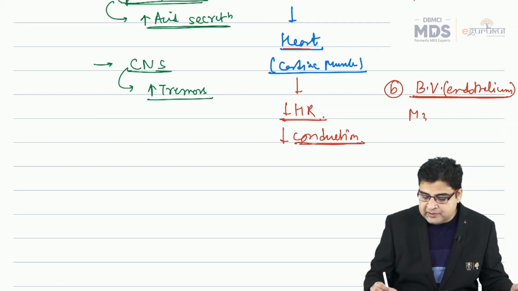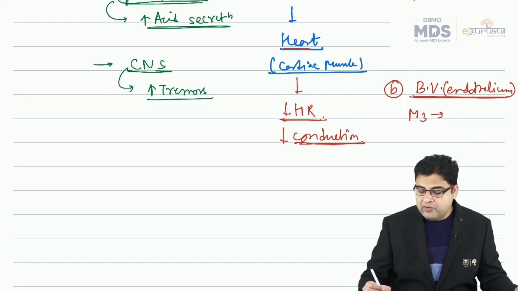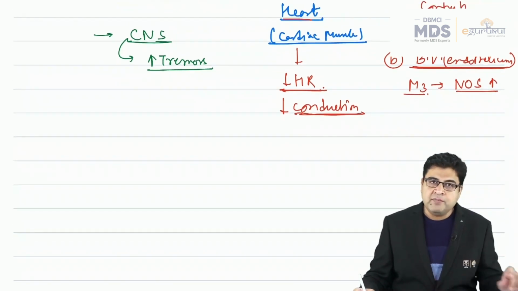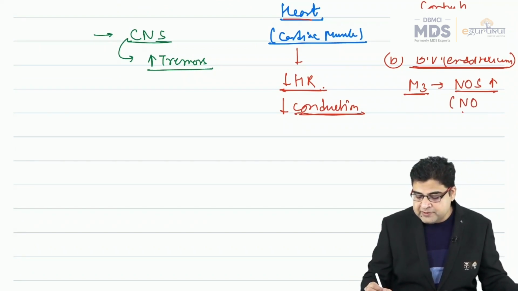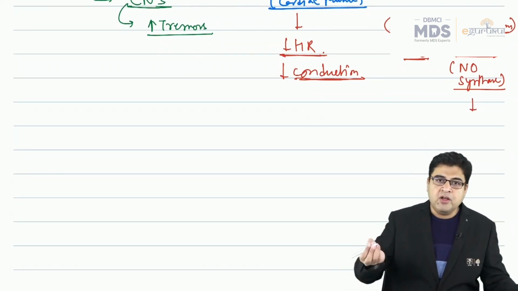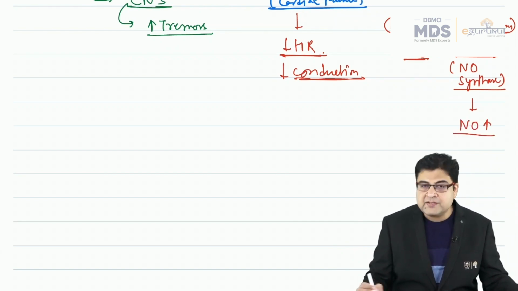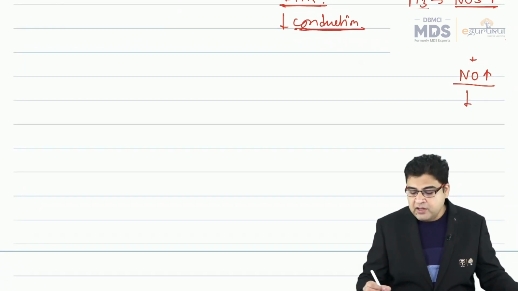Now, whenever I stimulate this muscarinic 3 receptor on the surface of blood vessel endothelium, this muscarinic 3 receptor will induce one enzyme over here. The name of the enzyme is nitric oxide synthase enzyme. And when this nitric oxide synthase enzyme is induced by this M3 receptor, it will obviously synthesize the nitric oxide.